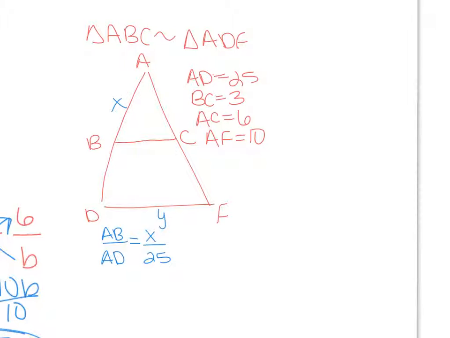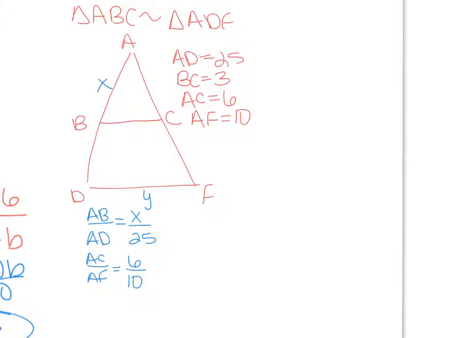Let's pick another side. What's another side in triangle ABC? AC. Which side corresponds to AC? AF. Do I know what AC measures? Yes, 6. And what does AF measure? 10. There's my magic ratio here. You have to have a ratio that has both of them, so this is the one we're going to use a lot. And for my last one, what's my last remaining side? BC, which corresponds to DF. BC measures 3, DF, that's where my Y is. So I have my three ratios.